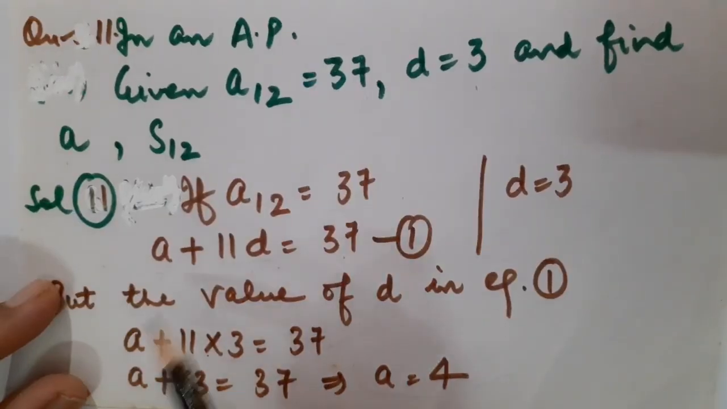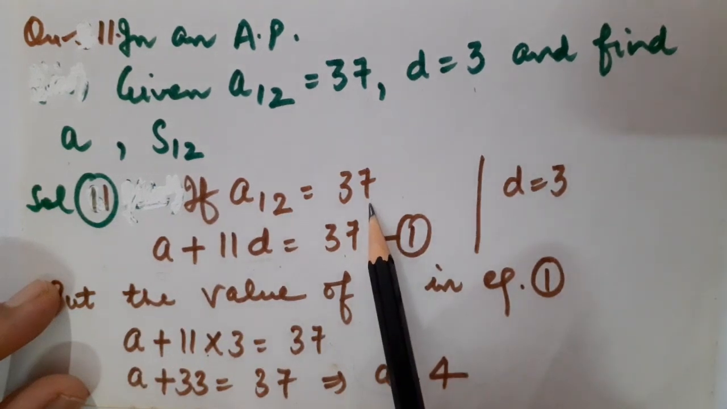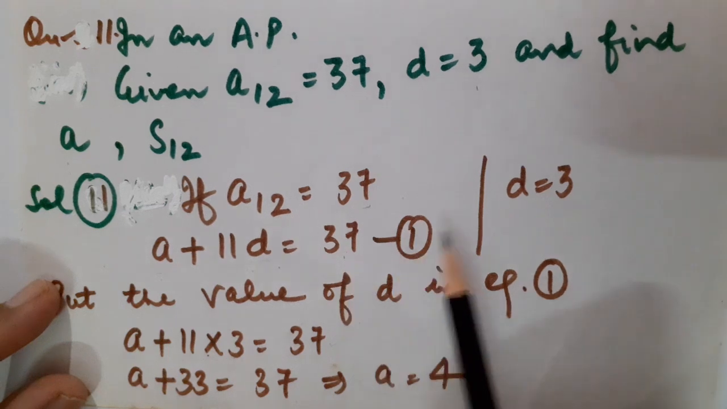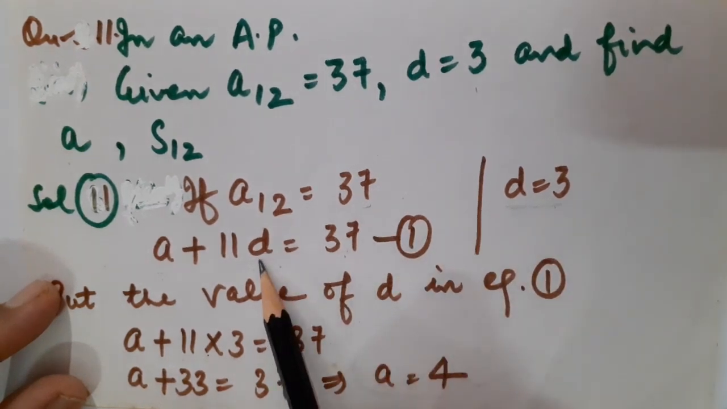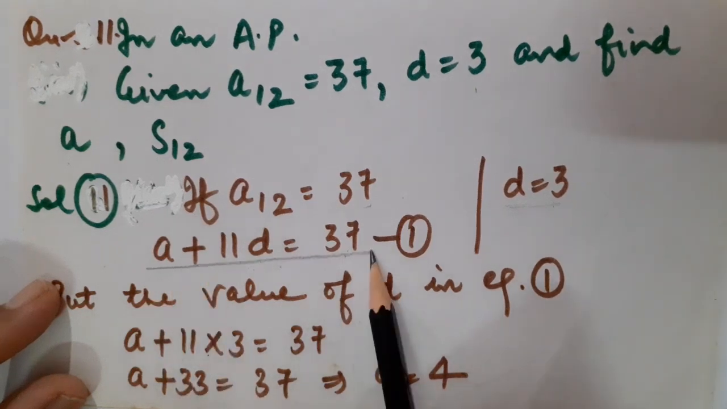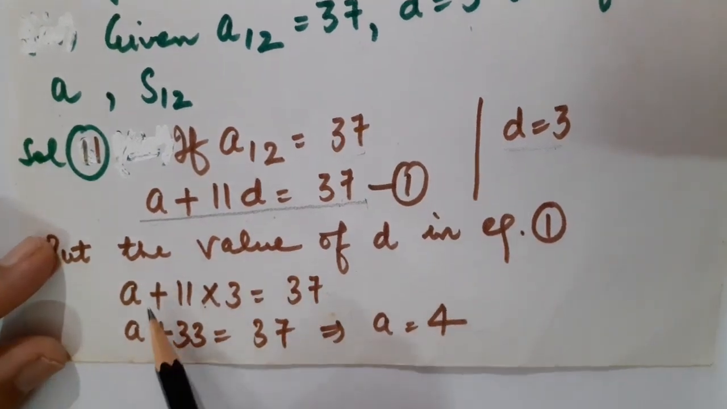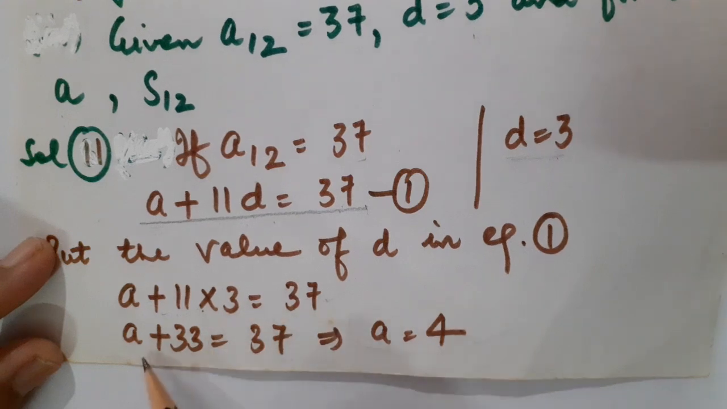So children, as you have been given A12 is equal to 37, using the generalized form we can write A plus 11D is equal to 37. Common difference we have D is equal to 3. Just put this value D is equal to 3 in this equation, A plus 11D is equal to 37. Through that I am going to calculate A. It will be A plus 11 into 3 is equal to 37. That is A plus 33 is equal to 37. So A is equal to 4.